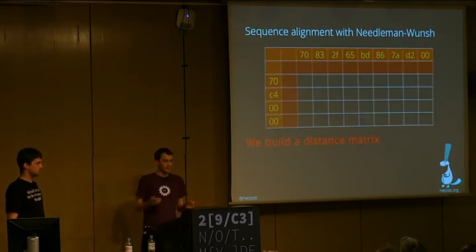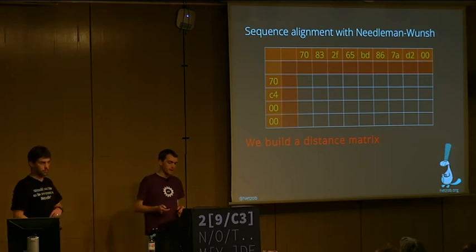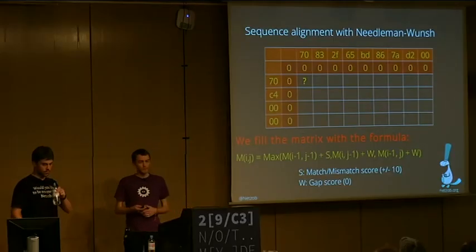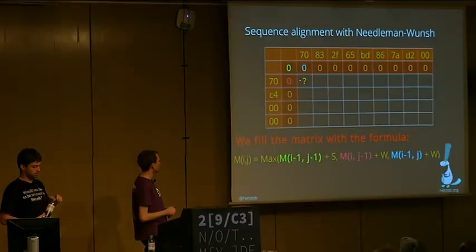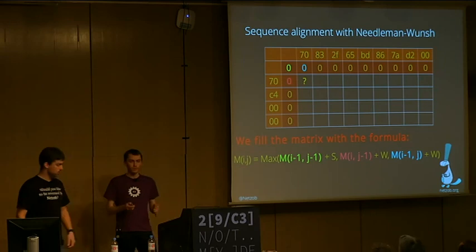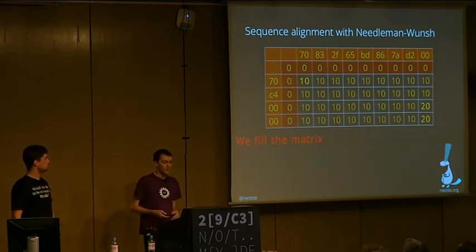You build a distance matrix: you take the two messages and build a row and a column. Then you initialize the matrix with some initial data, the zero. And then you have a formula to fill the matrix. The formula works as follows. To fill a cell, let's say this one, you take the highest score between the top one, the left one, or the top left one. And with modulo some parameters, you fill the entire matrix like this.